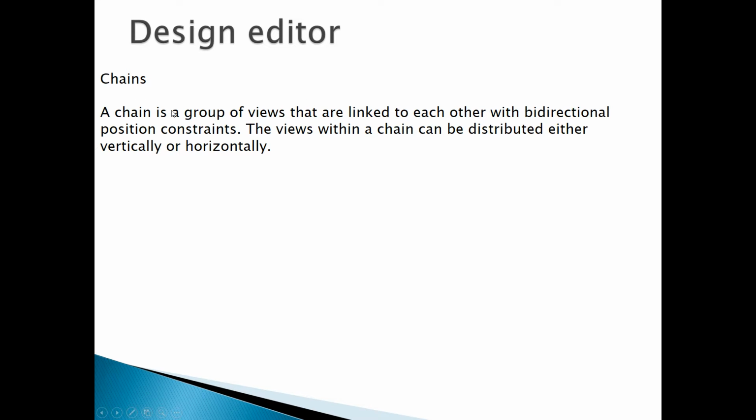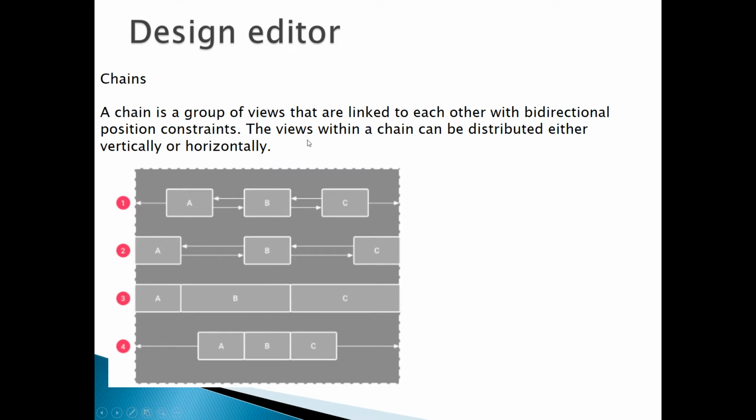Chains, this is more advanced. Chains are a group of views that are linked together to each other with bidirectional positional constraints. The views within a chain can be distributed either vertically or horizontally. A picture's worth 1,000 words here.